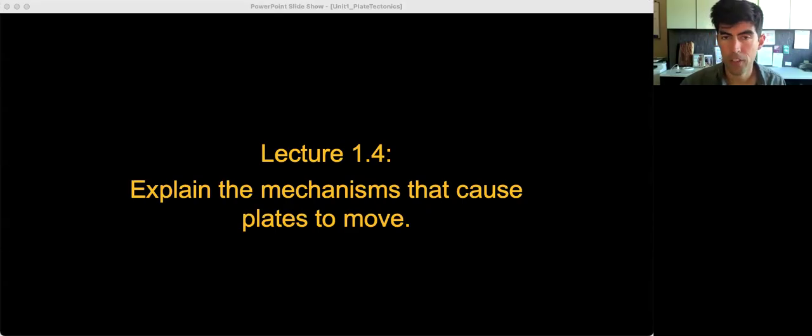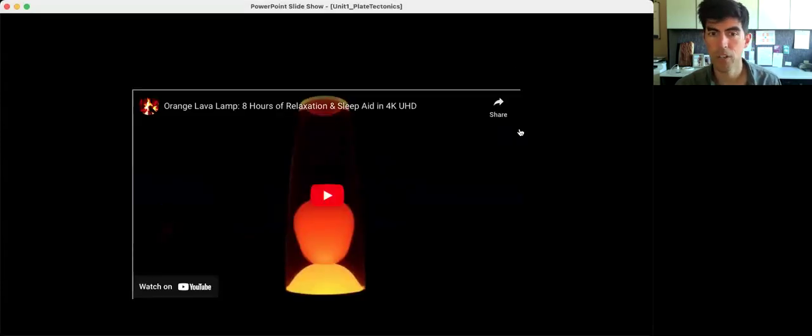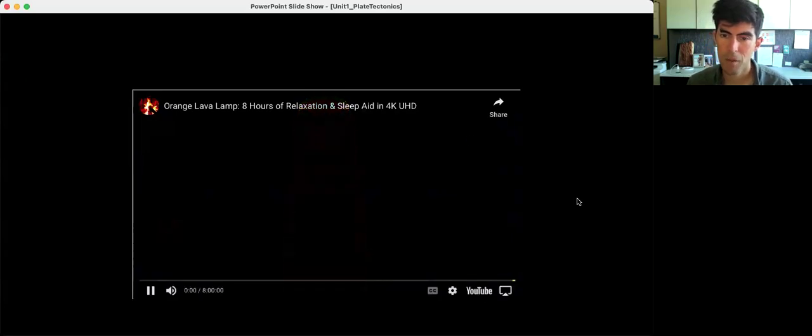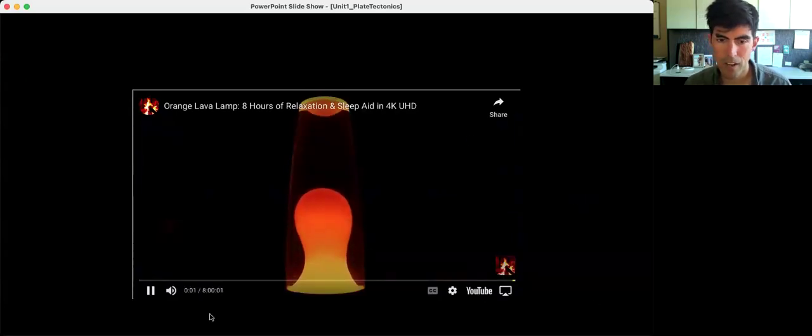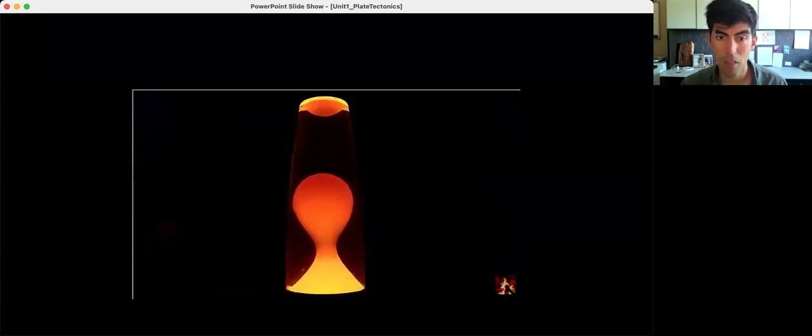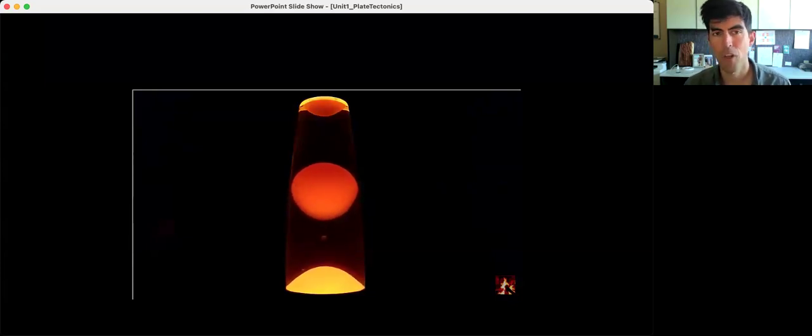In our fourth lecture, I want to take a brief couple of slides to explain the mechanisms that are causing these plates to move. To do that, we'll watch a fun little video. I'm sure some of you might recognize what this is. We have here a lava lamp, and the lava lamp is a great example of the processes of convection.